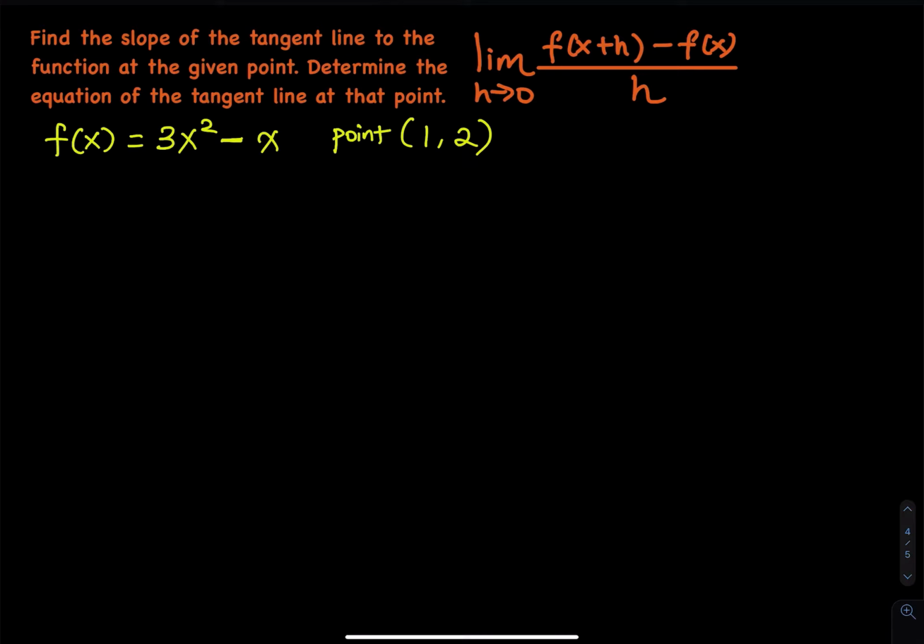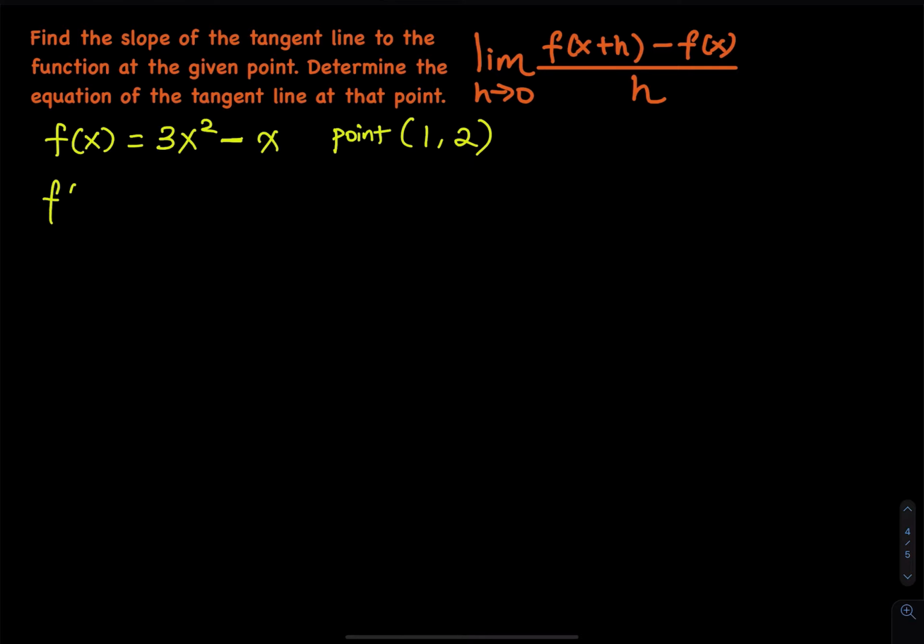Using the limit definition of derivative, let's find the slope of the tangent line to the function f of x equals 3x squared minus x at the given point. Determine the equation of the tangent line at that point. Okay, let's do it. So we always start with the definition.